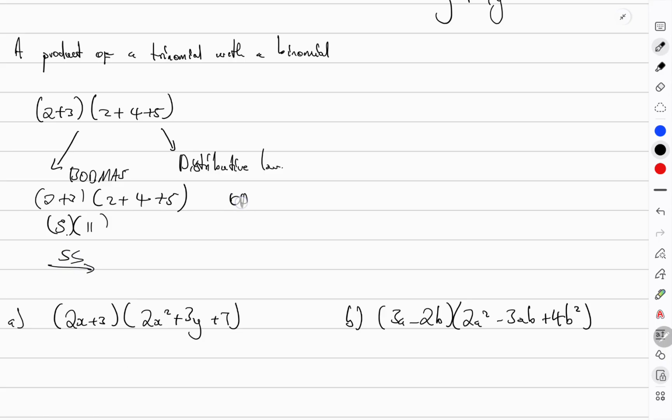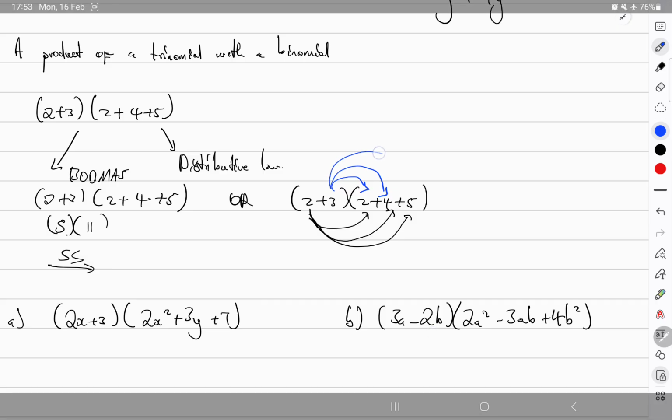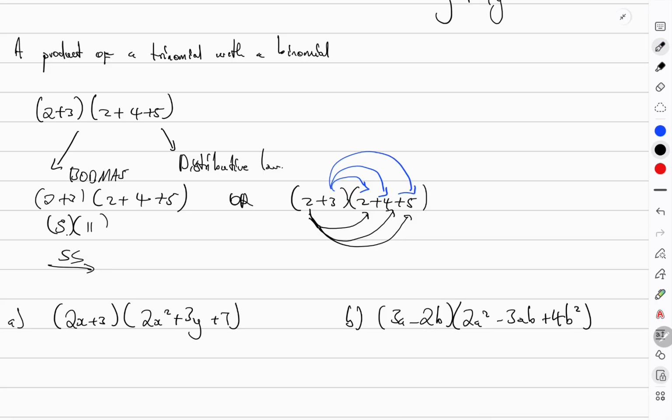Let us use the distributive law and see if I'm going to get the 55 as well. I'm having 2 plus 3 on that side, and 2 plus 4 plus 5 on the other. Multiplying a binomial with a trinomial, it means the 2 will multiply the 2, the very same 2 will multiply the 4, the very same 2 will multiply the 5. Whatever is inside this bracket multiplies everything in the other bracket, meaning the 3 will multiply the 2, the very same 3 will multiply the 4, the very same 3 will multiply the 5. That is what it means.